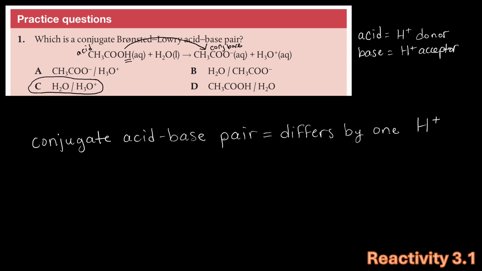Now, by default, you should know that water in this case is the base because ethanoic acid is the acid. However, if you wanted to look at it a little further, water becomes hydronium, and it becomes hydronium by adding one more proton to its formula. And because of that, it is a proton acceptor, meaning that water is the base and hydronium would be your conjugate acid.